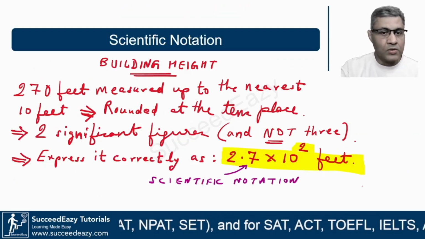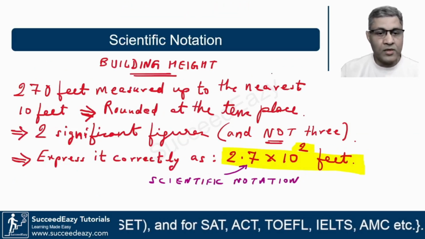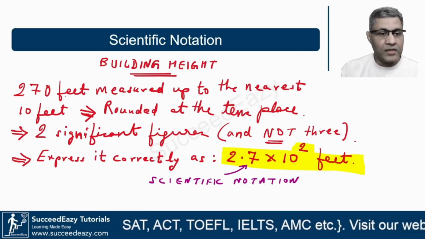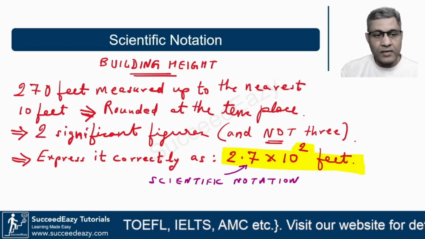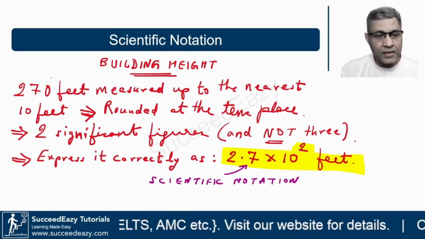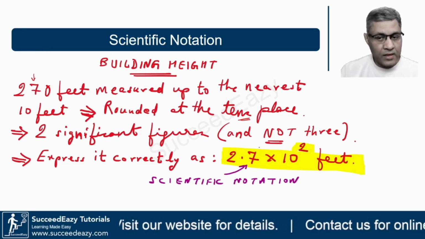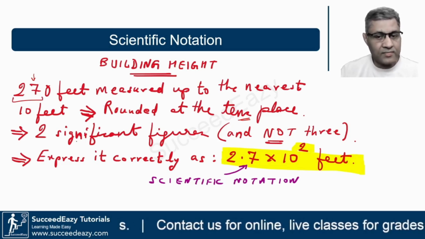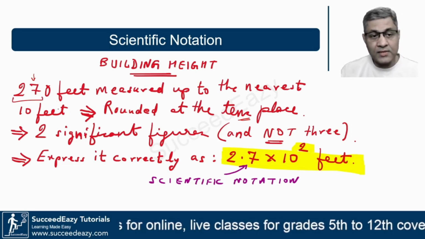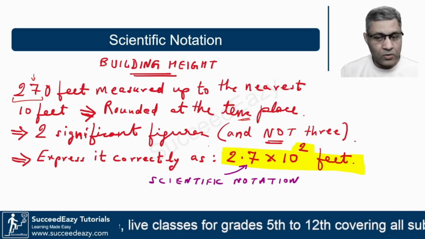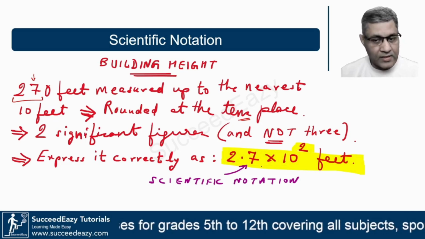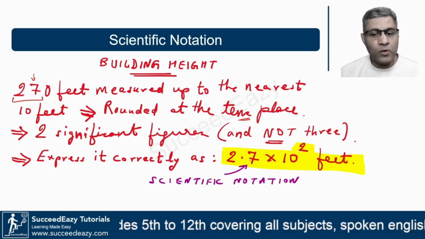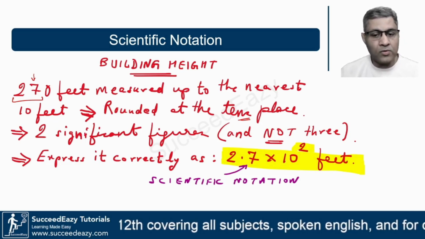How do we do that? The building height is 270 feet measured up to the nearest 10 feet. We know that it is up to the nearest 10 feet, meaning the rounding is at the tens place, isn't it? Therefore, it actually has only 2 significant digits and not 3. So we express this correctly using scientific notation like this: 2.7 times 10 to the power 2 feet.